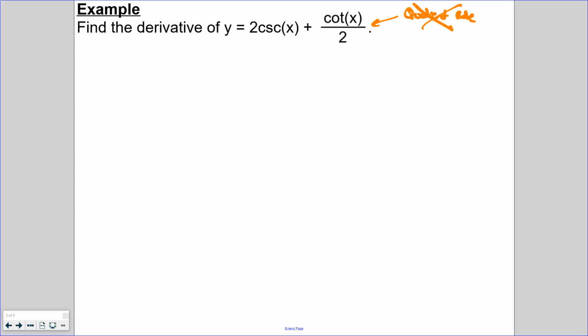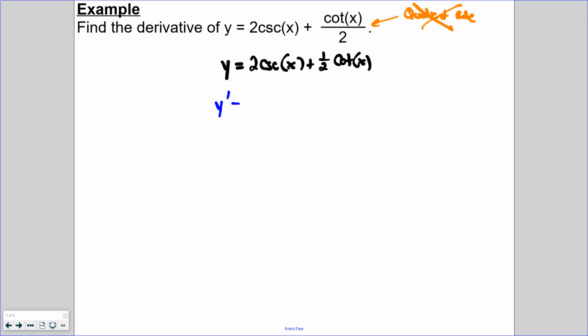Instead, we're just going to rewrite it so that it's no longer in fractional form. So we can rewrite this function as 2 cosecant of x plus 1/2 times cotangent of x. We pulled the 2 out, that became a 1/2, and 1/2 is just the coefficient of cotangent. Now we can go ahead and take the derivative.